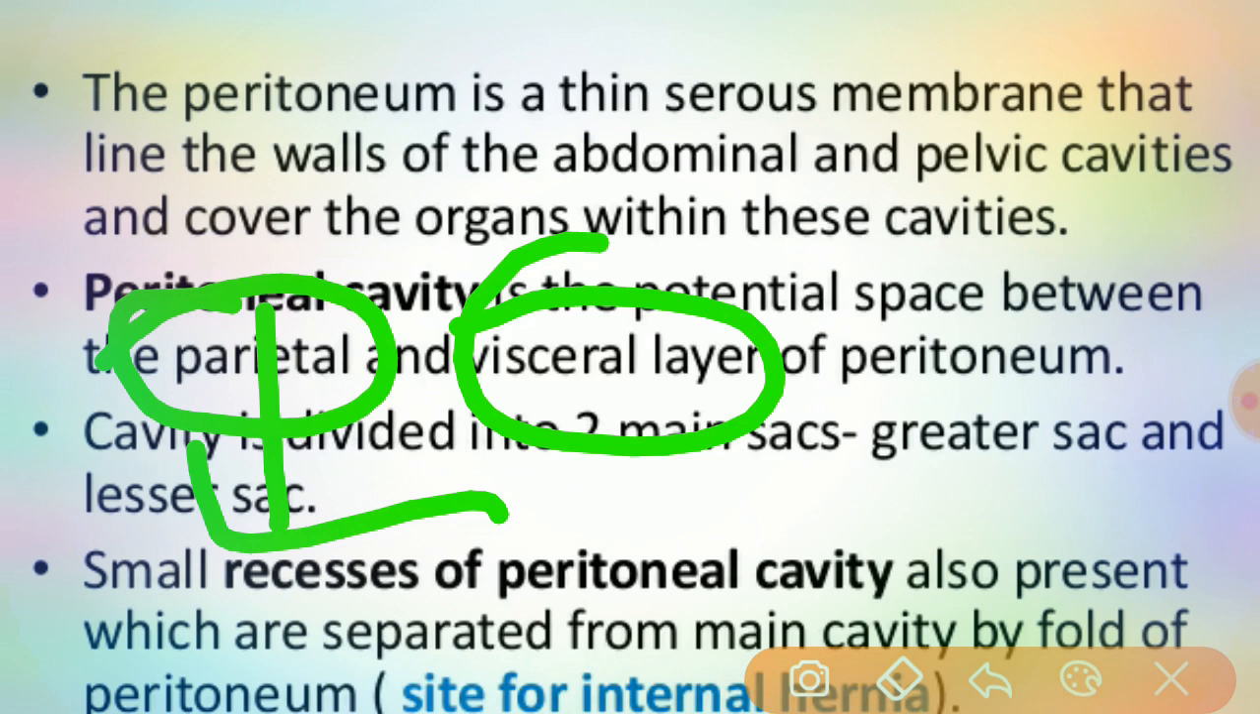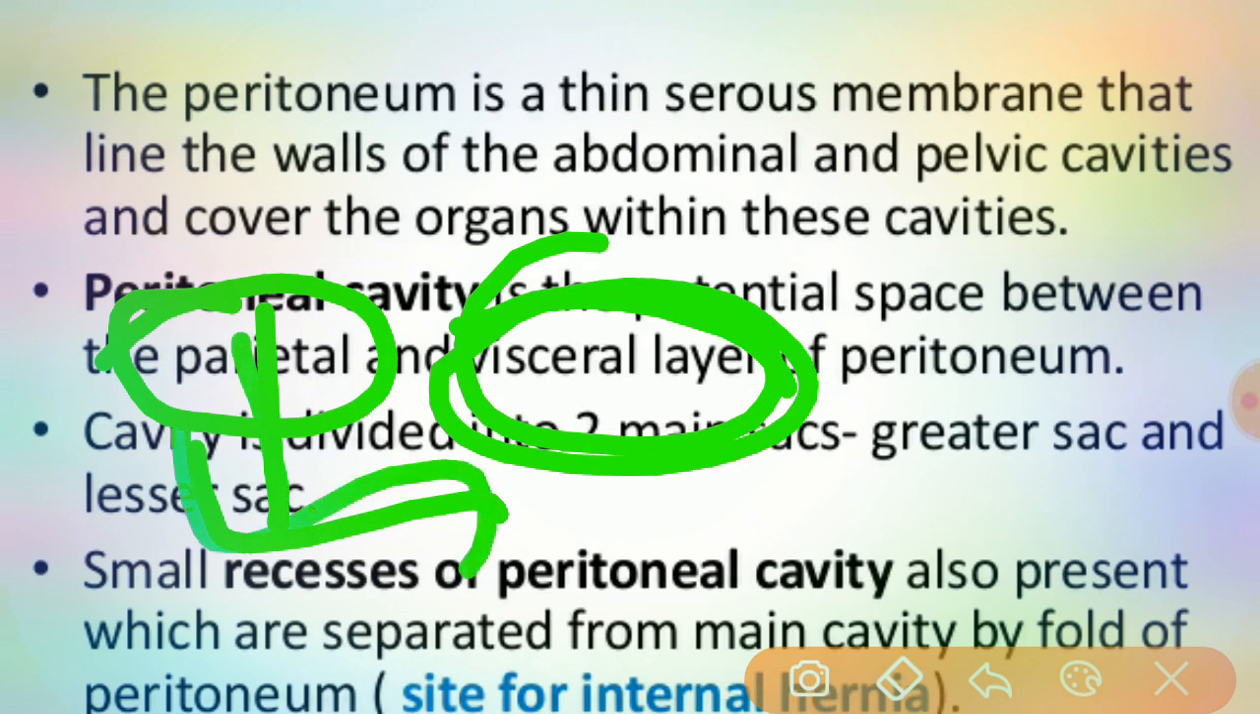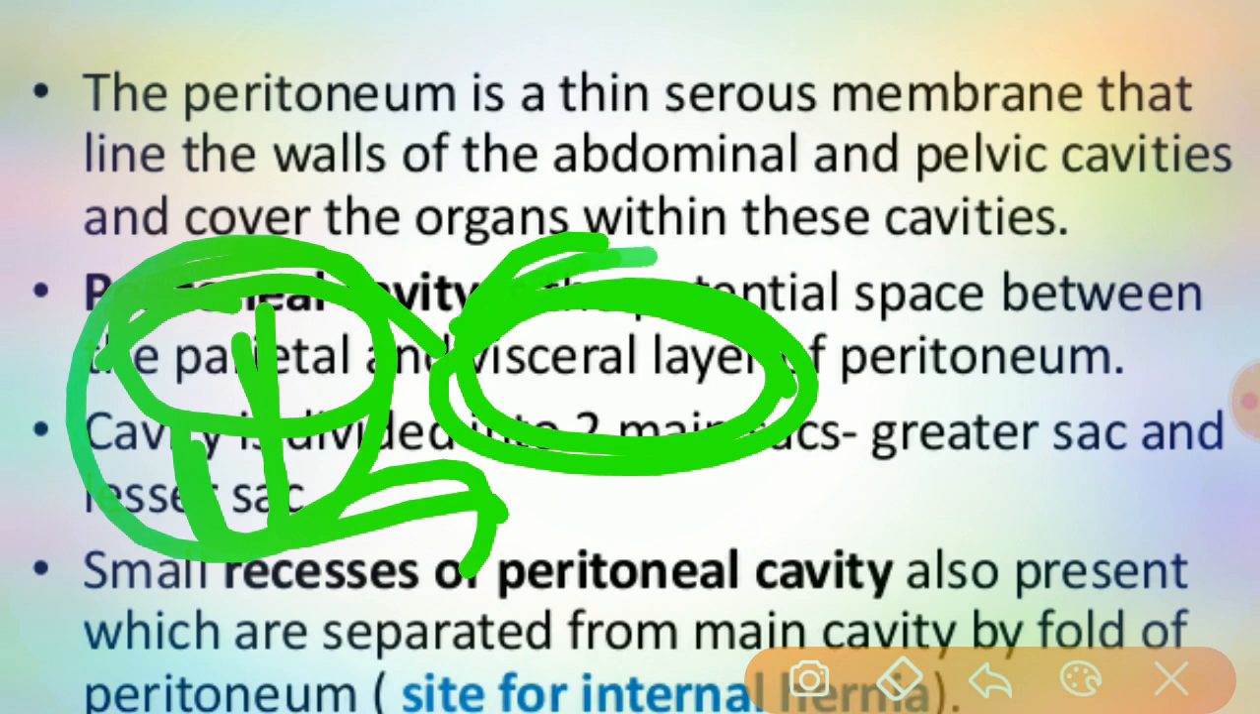Coming to the visceral layer of the peritoneum, it will be covering some of the organs in the cavity, especially in their serosa. This will be lining the abdominopelvic cavity, and the visceral layer will be covering the organs in the cavity in their serosa, which is present over the serosa.